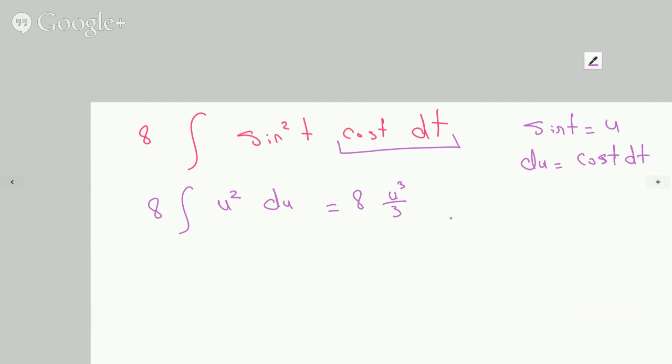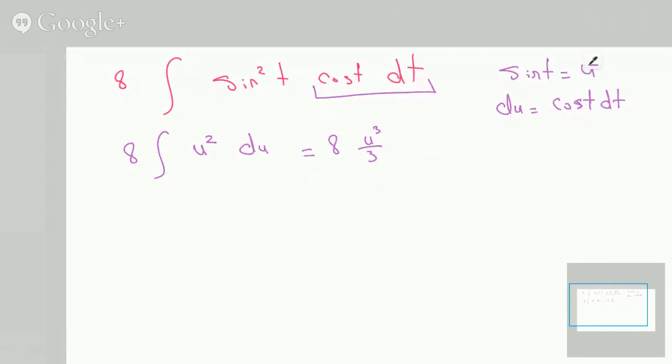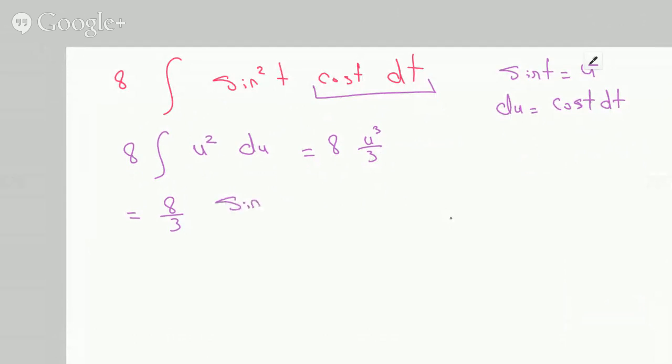Now we put the u back, so we have 8 over 3, and u is sine, so this is just sine cubed t. And now we can evaluate from minus pi over 2 to pi over 2. So this becomes 8 over 3 sine cubed, upper bound first, minus lower bound next.